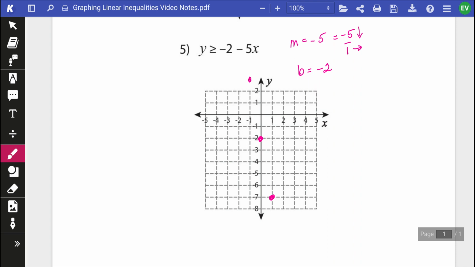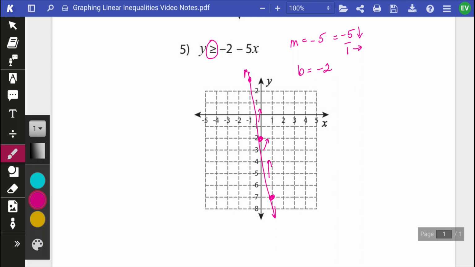So we've graphed our boundary line. Is it solid or is it dotted? Our inequality sign says greater than or equal to, so that tells me that it's a solid line. So our boundary line is a solid line. It's also greater than, so that tells me that I think my solutions are above. So I'm going to shade to the right side of this line. But let's do a test point. I like easy test points, to be honest with you.